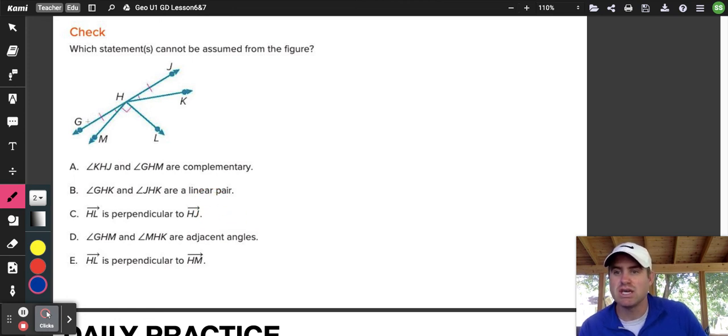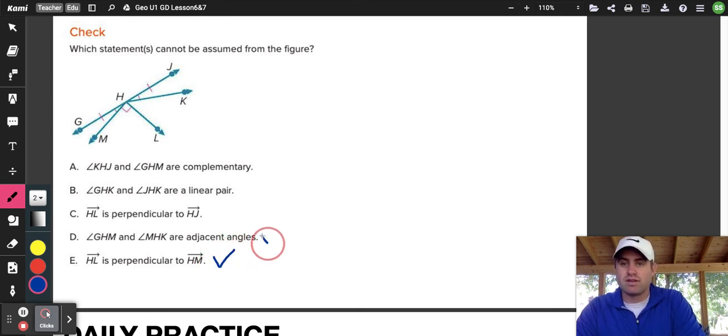D, GHM and MHK are adjacent. Yes, they share the ray HM. And then finally, HL is perpendicular to HM. Yes, that one is true. So in summary, we have this one true, this one true, this one not true, B is true, and A is false.